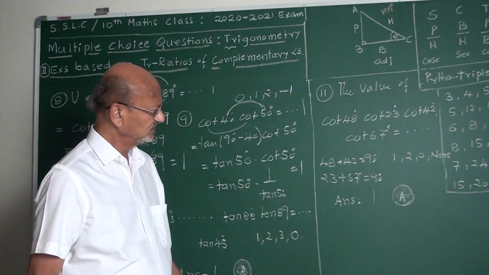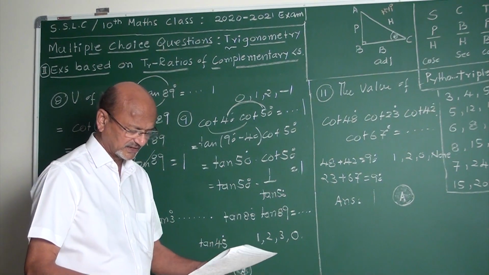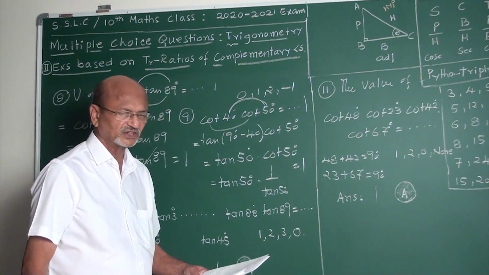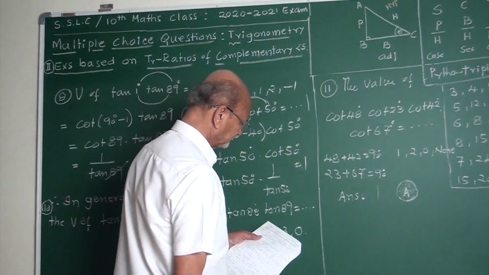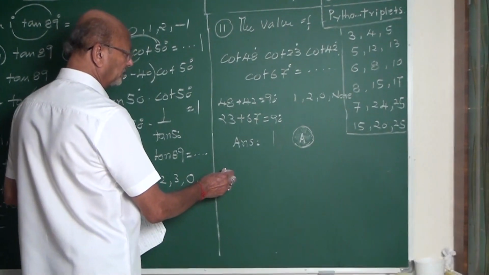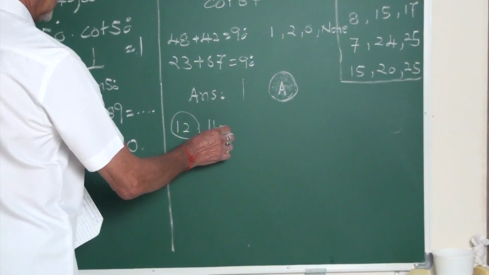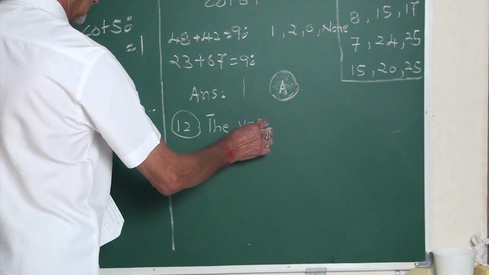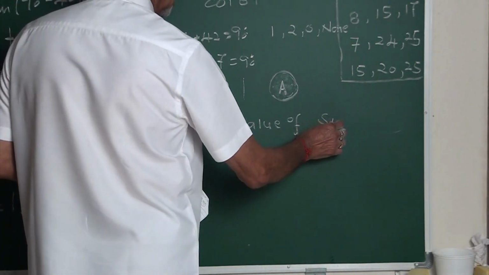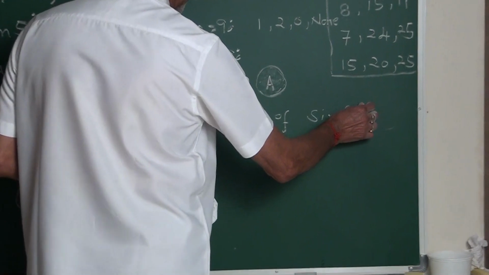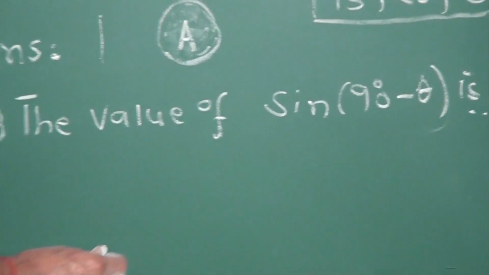Difference is 0. Remember, my friends, these are one set of angles, one set of examples. Then one more is there on this. Yes, my friend, this I write now. Very, very simple example sometimes asked. The value of sine 90 minus theta is dash. These are the options, my friend.